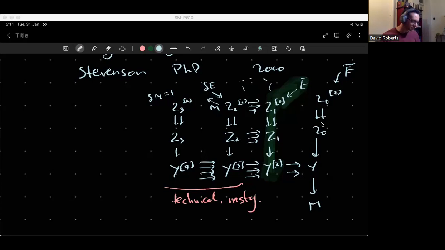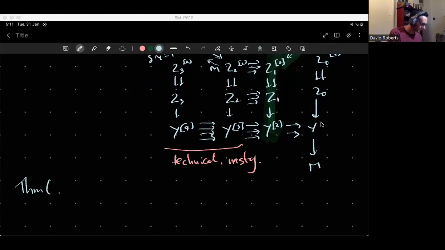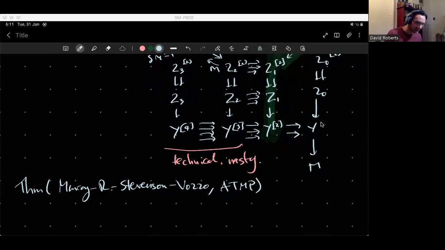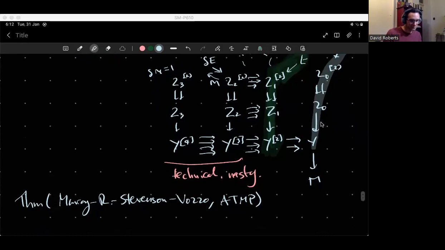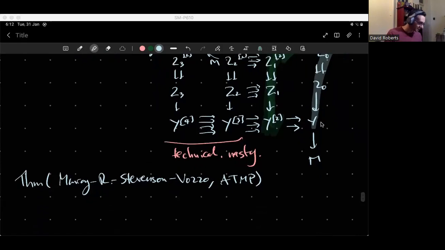But the result of Murray, Danny Stevenson, Ron Bozo, in ATMP, it's part of a bigger paper, is that if I have this extra bundle gerbe hanging on the right-hand side, which acts as a trivialization, whatever trivialization means here, there's a definition we could write down. And we started with this specific construction starting from a principal bundle and the BCSS crossed module.